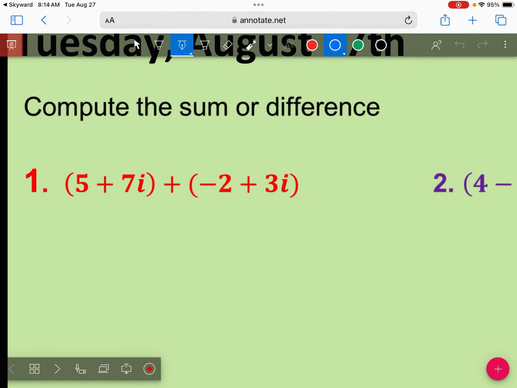Addition, we just combine our like terms. So I'm going to add my real numbers, and then I'm adding my imaginary. So when I do that, 5 plus negative 2 is 3. 7i plus 3i would be 10i.